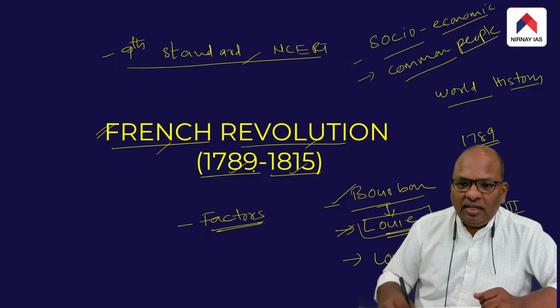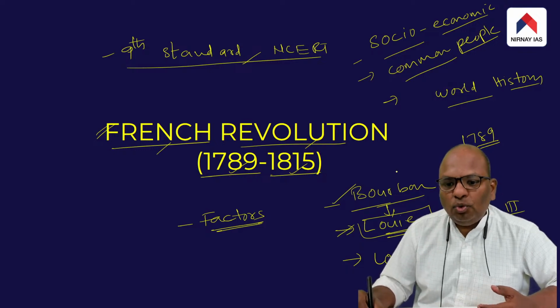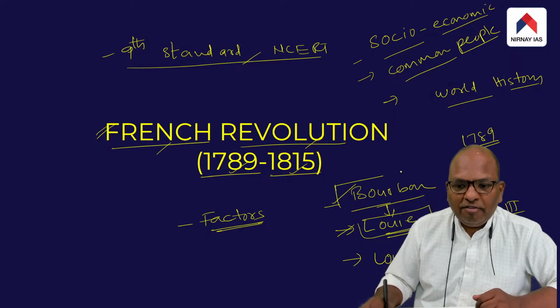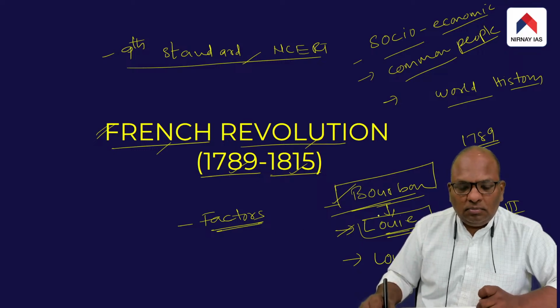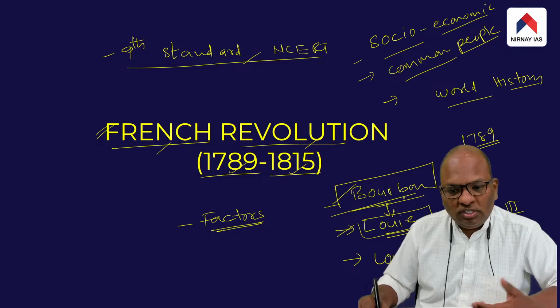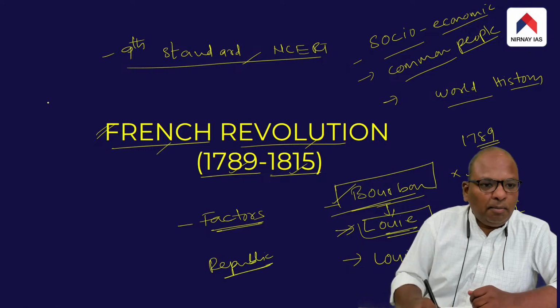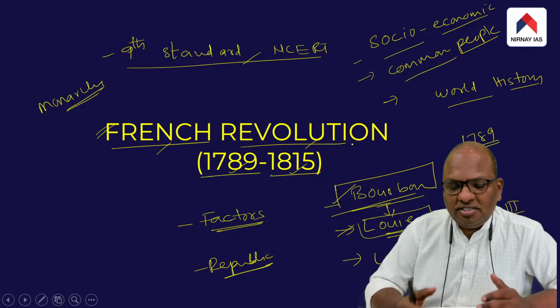As a result of this revolution, the rule of the Bourbons over France came to an end. In the course of time, France ended up becoming a republic. From a monarchy, France became a republic at the end of this revolution. This is exactly what happened.